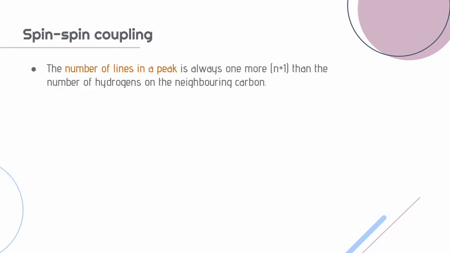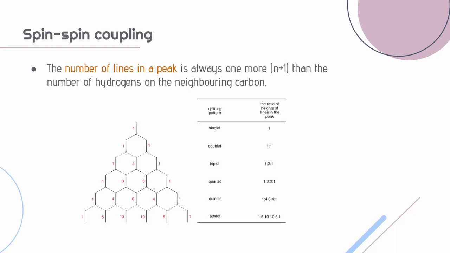We observe that the number of lines in a peak is always one more than the number of hydrogens on the neighboring carbon. If you see a doublet in a spectrum, we can conclude that the ratio of heights of the lines in the peak is 1:1. If you see a triplet, then the ratio of heights is 1:2:1. A quartet, 1:3:3:1. And this follows Pascal's triangle.